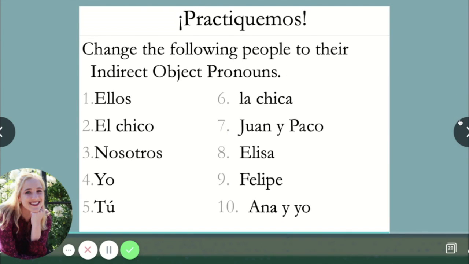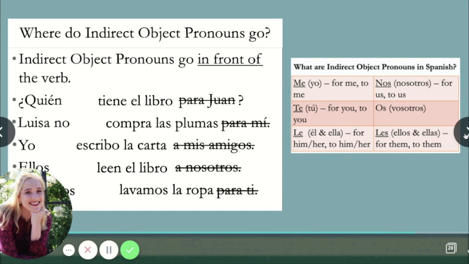So let's look at these real quick. Hold on, what's this next one? Let's do this one instead because I put the chart in here. Okay, so we need to figure out what would go right here in this blank space. This is the indirect object that we're replacing. So, ¿quién tiene el libro para Juan? Who has the book for Juan?